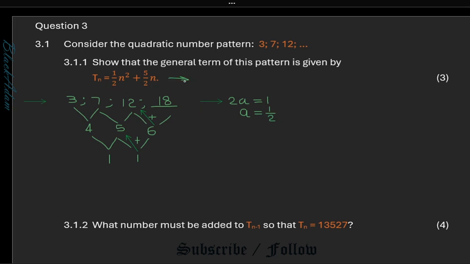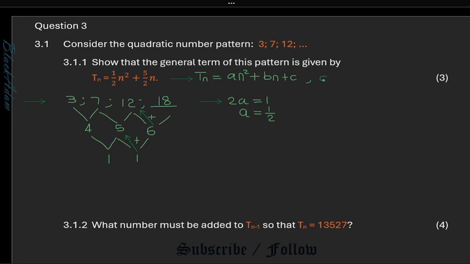It's 1 over 2. And then that should follow the exact skeleton of the original equation, which is an squared plus bn plus c. So we know that c is 0 because we don't have the c part in the equation given. So a is half.